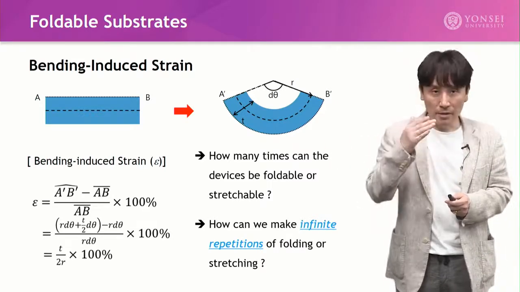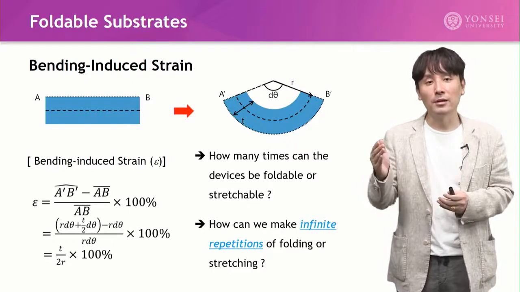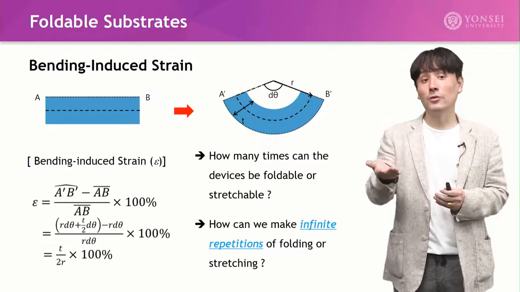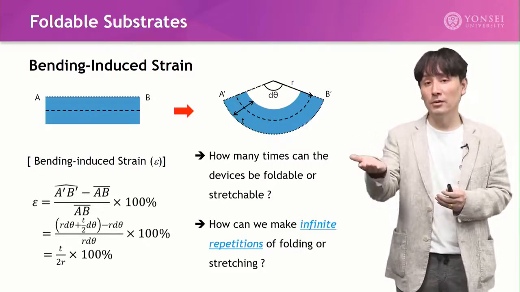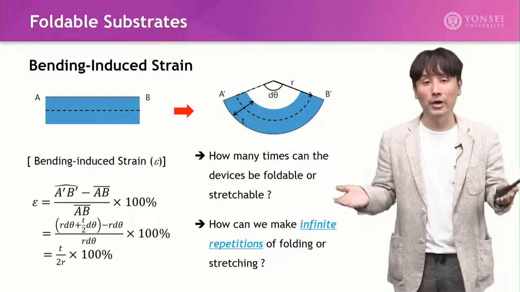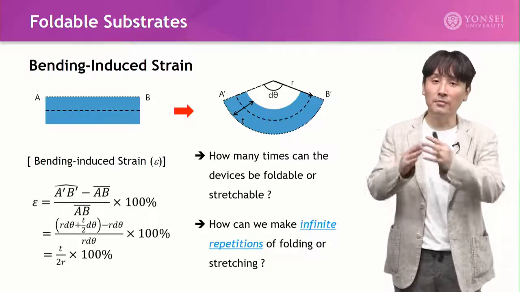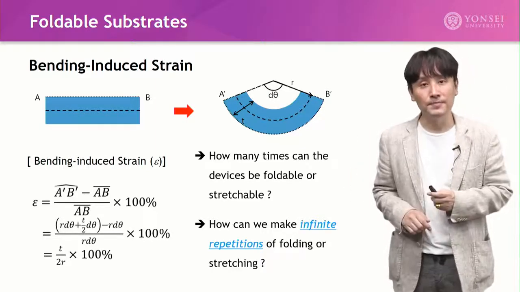So here, the bending-induced strain becomes higher than 1%. In that case, the inorganic materials composing those electronic devices can be fractured, for example. So in this way, you can estimate the maximum bending radius.